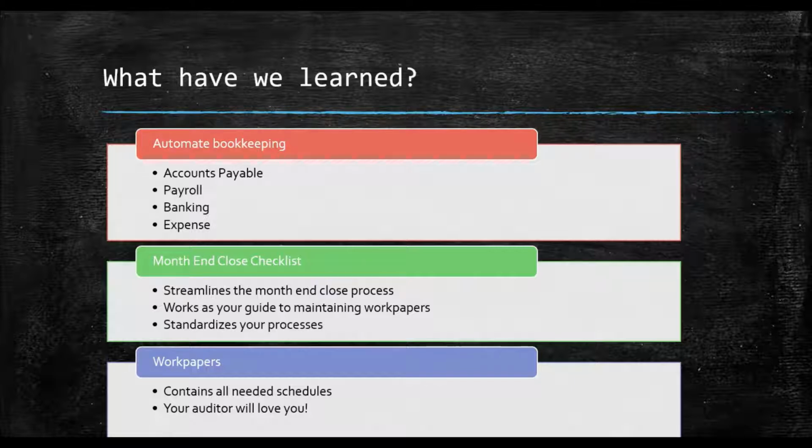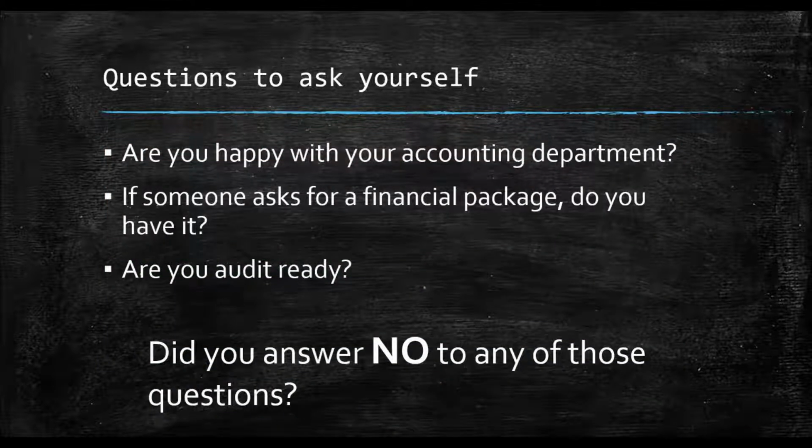We talked about supporting schedules and work papers, and the fact that if you have these things when you're handed a request list from an auditor, you already have everything they need and your auditor will love you. So here are some questions to ask yourself. Are you happy with your accounting department? If someone asks for a financial package, do you have it? Are you audit ready? Are you ready? And did you answer no to any of these questions?